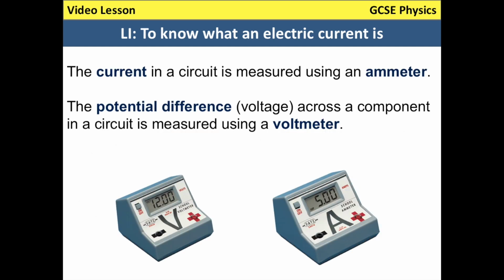So, we said when we were looking at the symbols that current is measured using an ammeter, and of course potential difference or voltage is measured using a voltmeter. Now if you were in school, rather than watching this as a video, you would probably get the opportunity to wire a voltmeter and ammeter up into an electrical circuit, but here I've just included a picture so that you can see what those two components look like in real life.